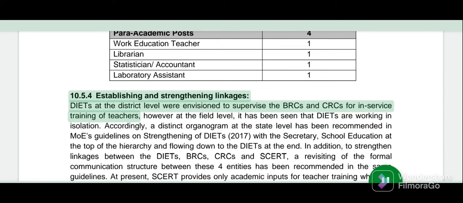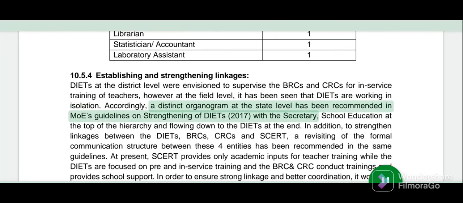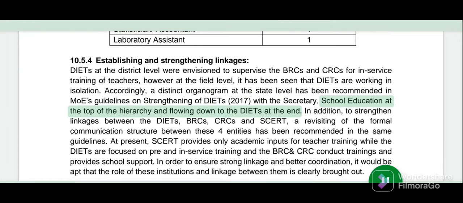10.5.4 Establishing and strengthening linkages. DIETs at the district level were envisioned to supervise the BRCs and CRCs for in-service training of teachers. However, at the field level, it has been seen that DIETs are working in isolation. Accordingly, a distinct organogram at the state level has been recommended in the MoE Guidelines on Strengthening of DIETs 2017, with the Secretary, School Education at the top of the hierarchy and flowing down to the DIETs at the end.